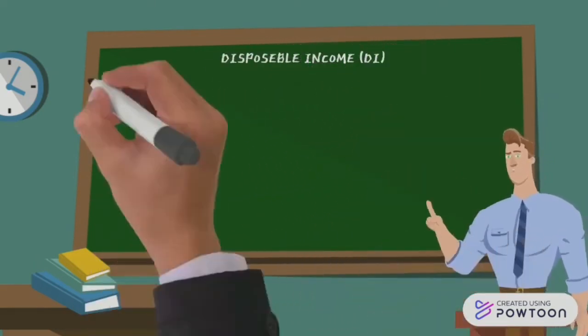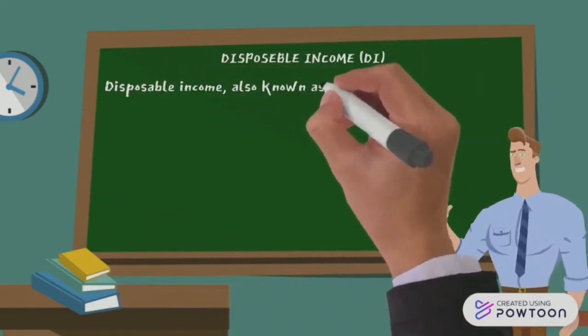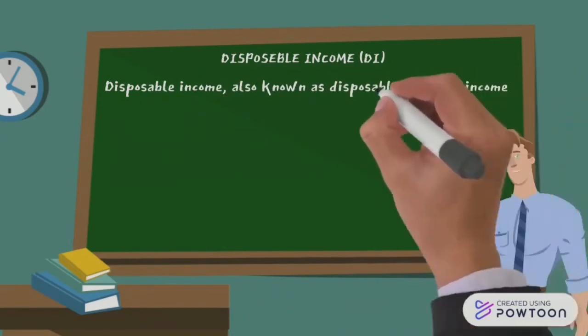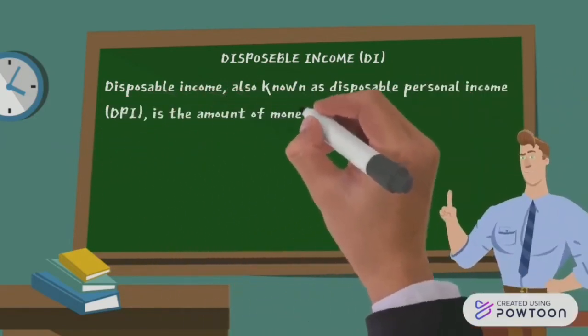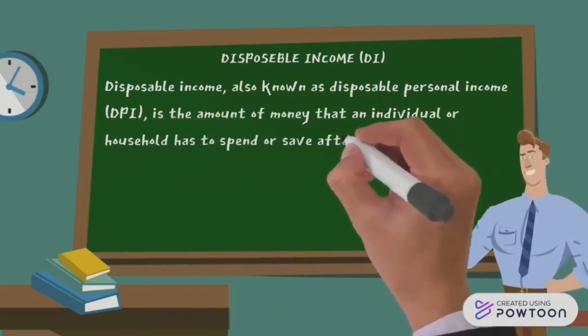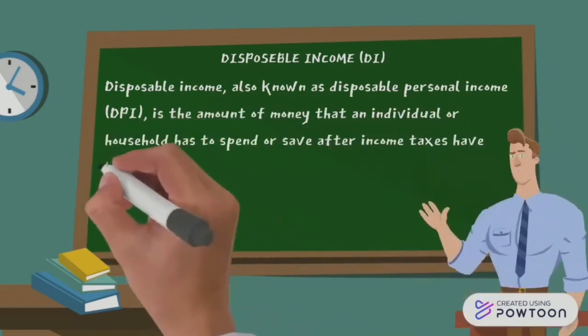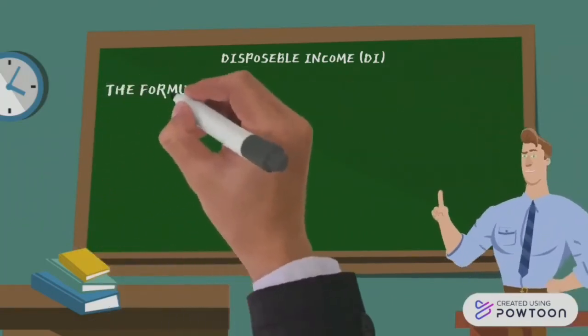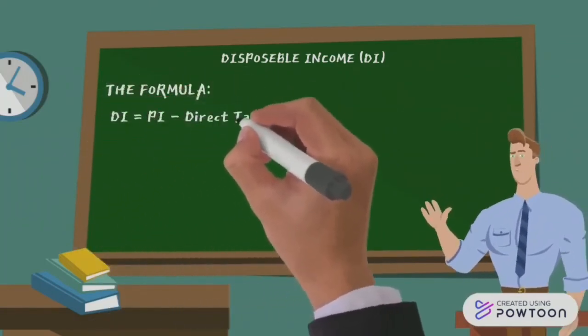And the last, disposable income or DI, also known as disposable personal income or DPI, is the amount of money that an individual or household has to spend or save after income tax has been deducted. The formula: PI minus direct tax.